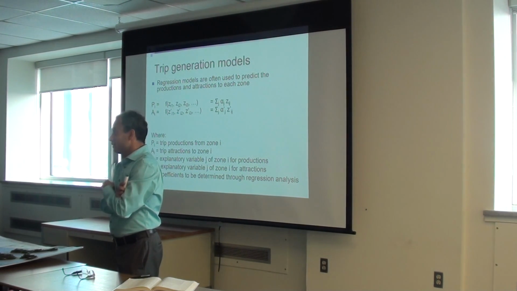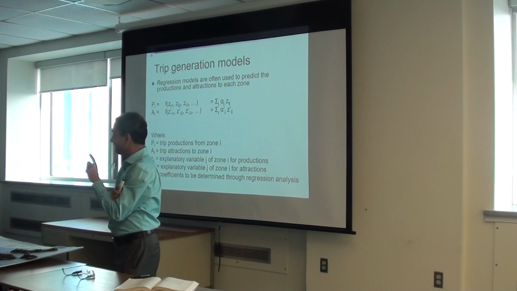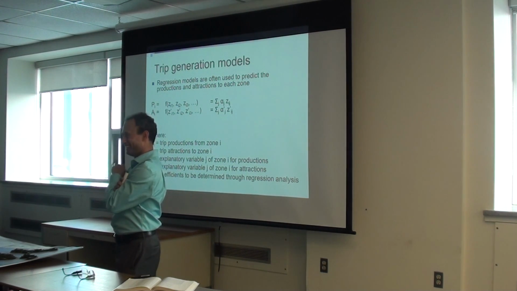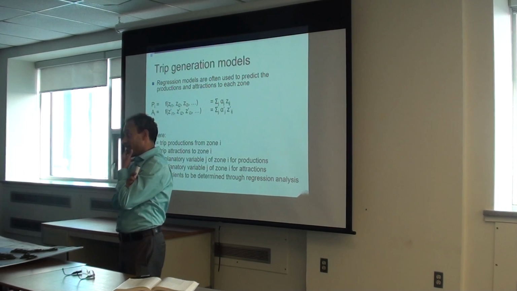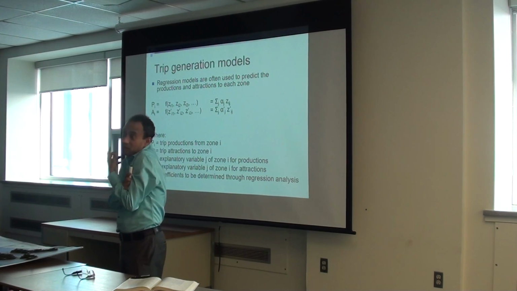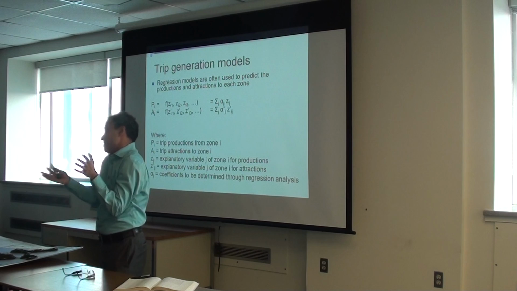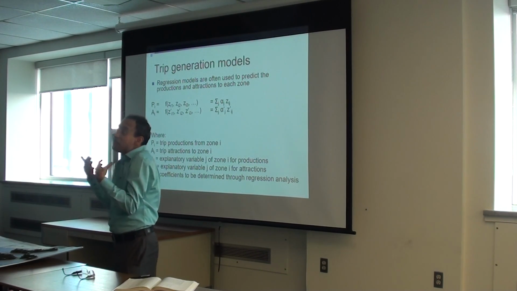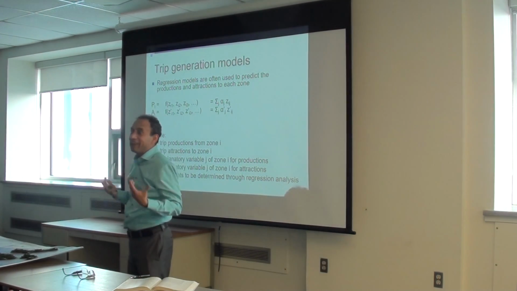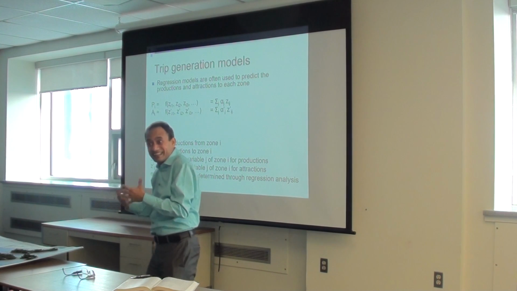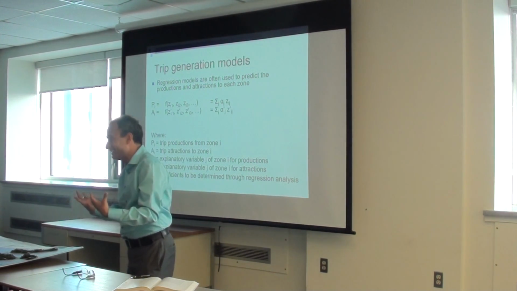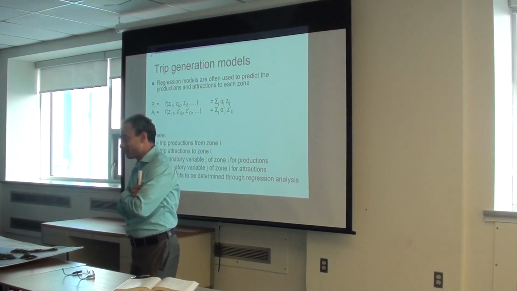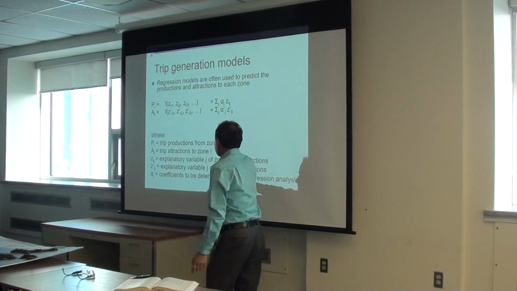Job density as well. Not the production, right? That's the attraction. So for production, how many working people live there? How many vehicles do people have? What is the vehicle ownership rate? Anything to do with residential living, because production is tied to the home, mostly. So that's the explanatory variable.